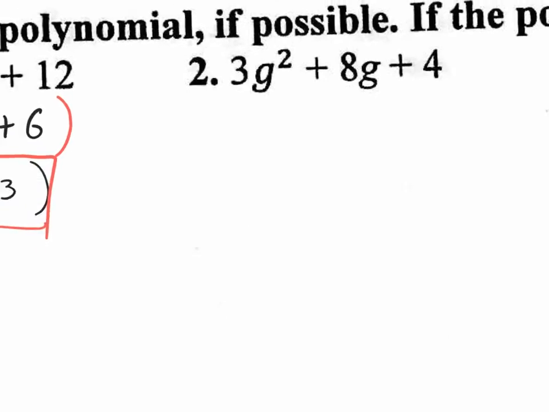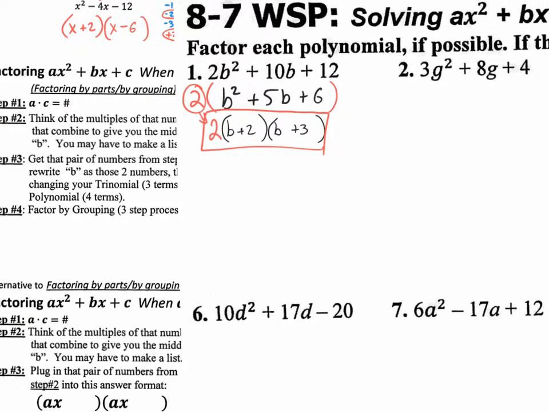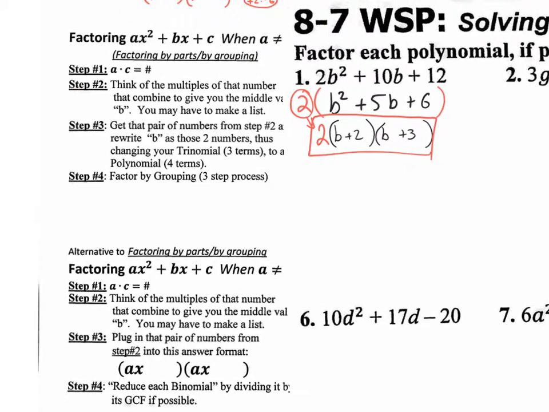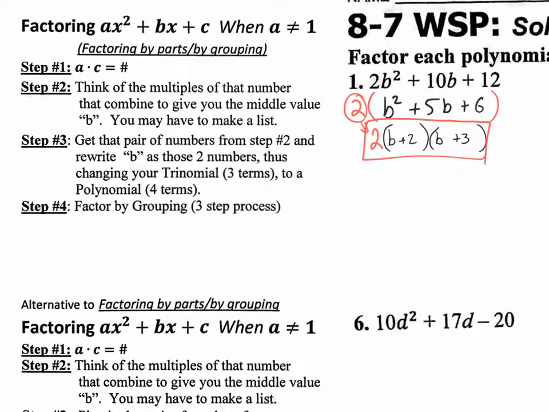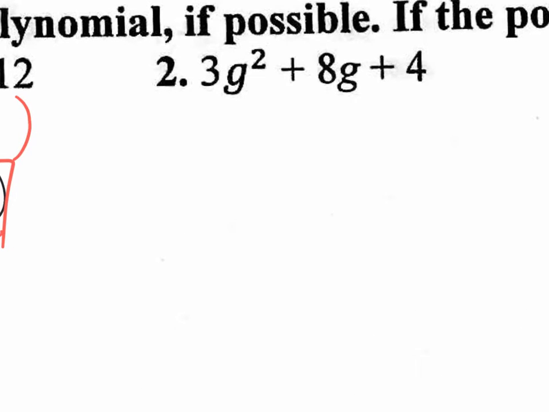Now, on number 2, I am going to use the notes that I have right here. So I'm going to first multiply a times c to get a number. So let me do that. Number 2, step 1, multiply a times c. What do I get when I multiply a times c? 12. Okay. And now I need to think of the multiples. Step 2, think of the multiples of 12 that combine together to give me the b value.